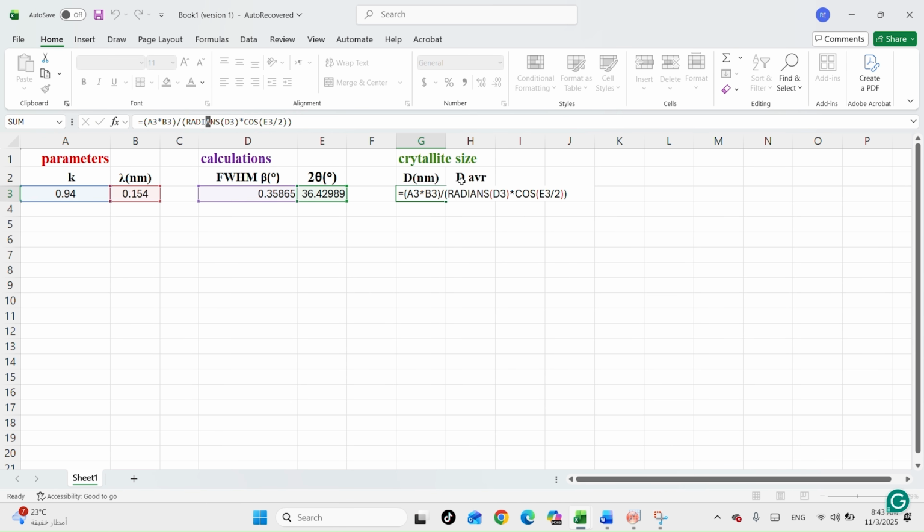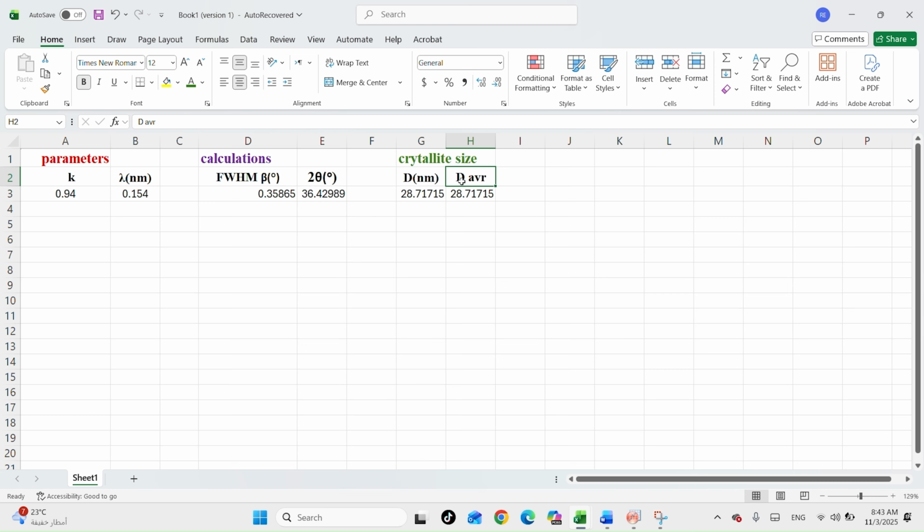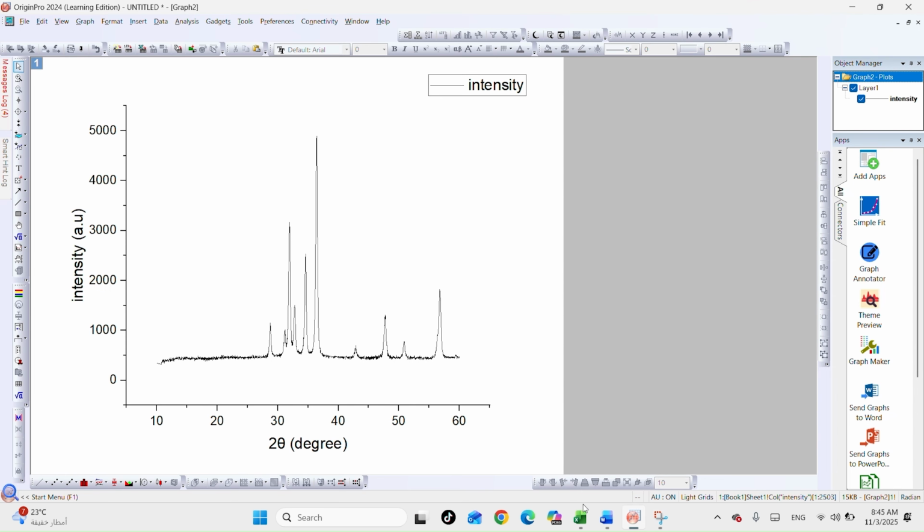Then we need to calculate the average crystallite size to be more accurate and know the average crystallite size of our material. We will use this equation. Now we are going to repeat all the steps for the other peaks in our graph to calculate our average crystallite size. Okay, that's all.